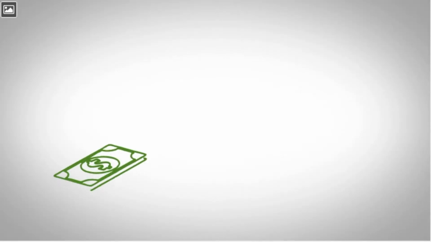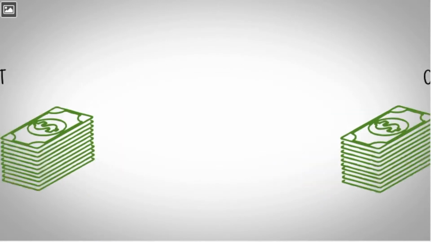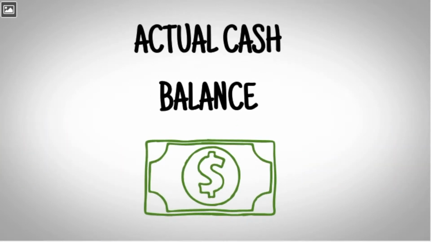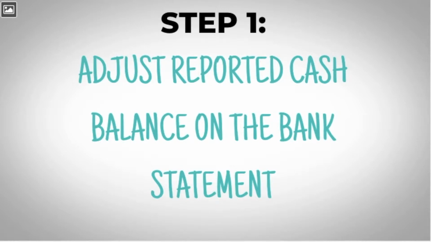Bank reconciliation is the process of recognizing the differences between the cash balance on the bank statement and the company records and to ultimately determine the actual cash balance. The first step in the process of bank reconciliation is to adjust the reported cash balance on the bank statement to meet the company's actual cash balance.